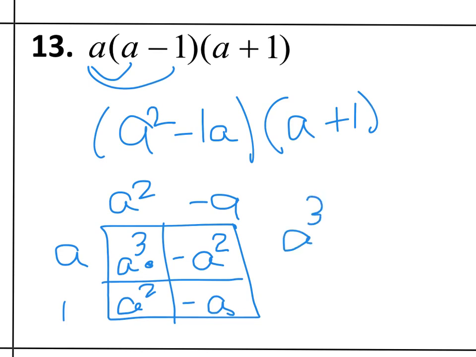So when we go to pull out our like terms, a cubed is the only one there, so that comes out. And a squared minus a squared makes my a squareds completely go away. And so then I would just have my negative a left over, so a cubed minus a would be the answer for that one.